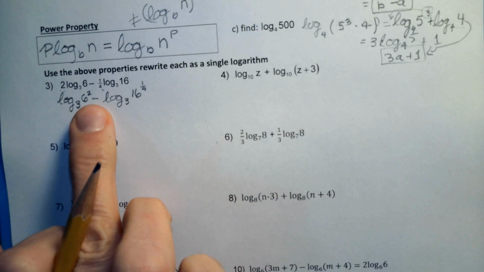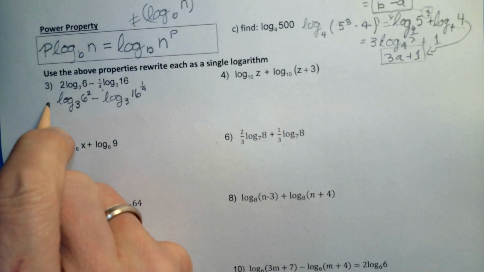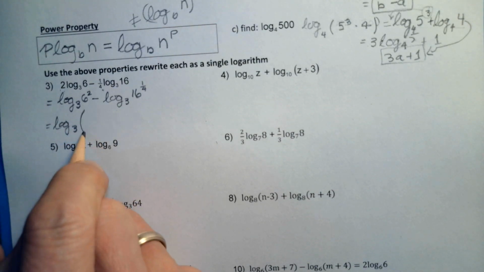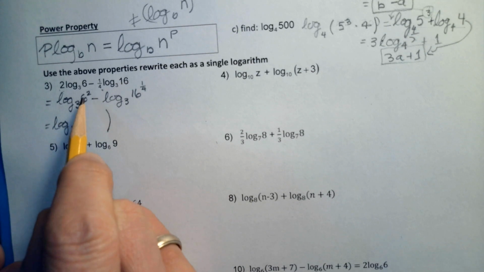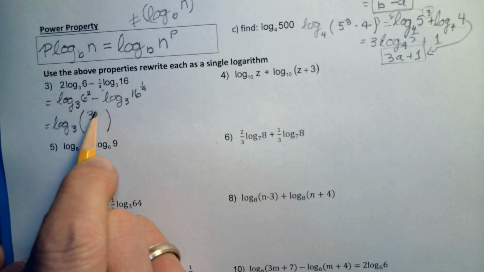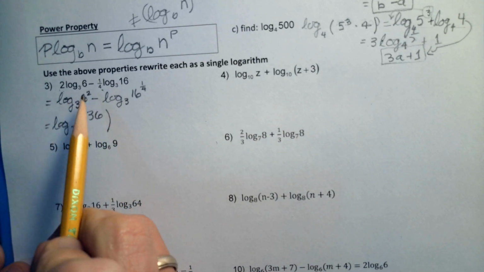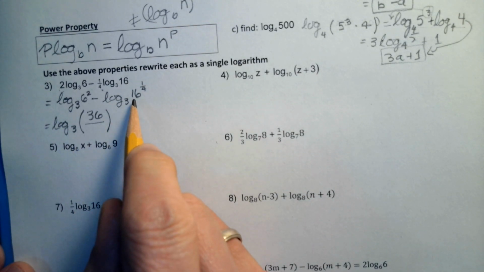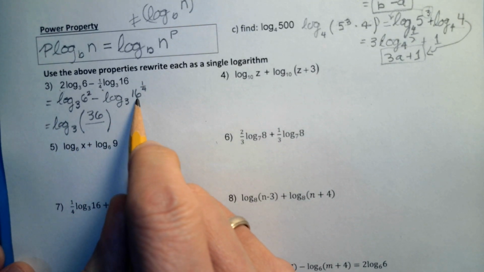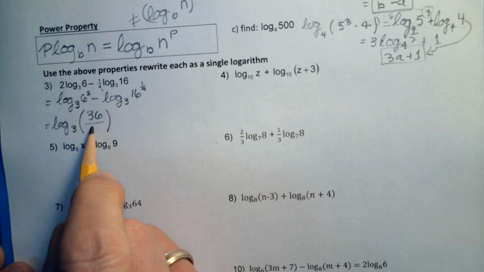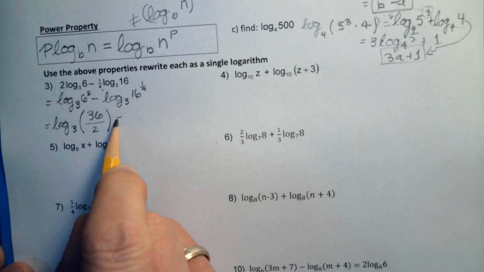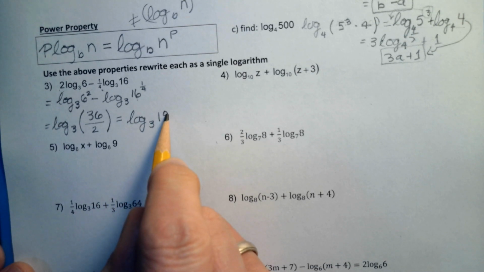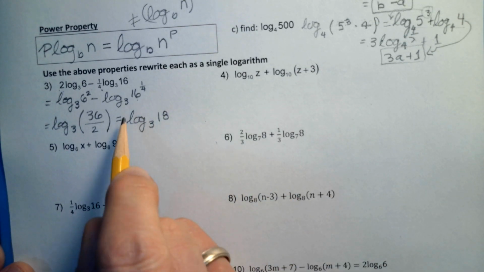All right, now it's a subtraction, so we're doing quotient, so we can write this as log base 3 of the quotient of these two things. That's going to be 6 squared, 36, divided by 16 to the 1/4 power, which is just going to be 2. Then let's simplify that. Log base 3 of 18. Okay?